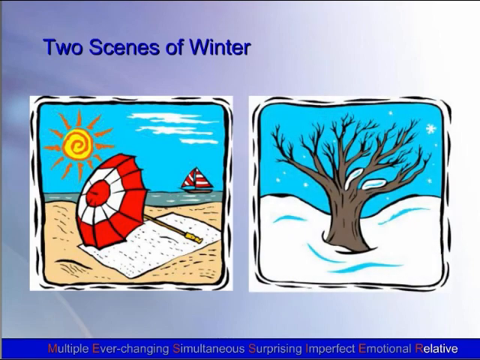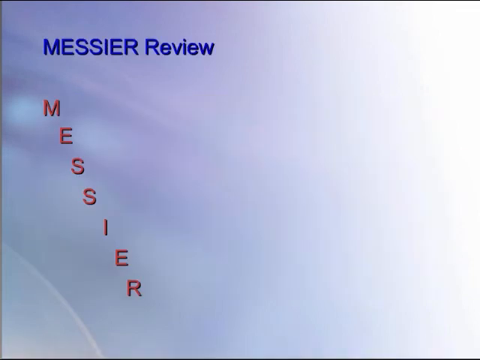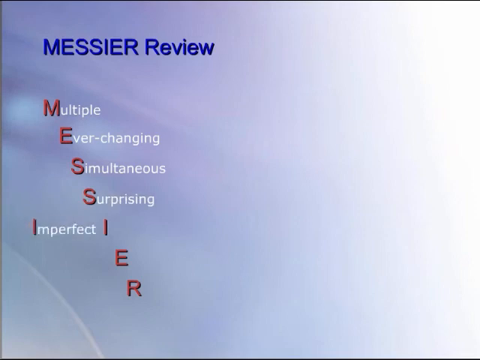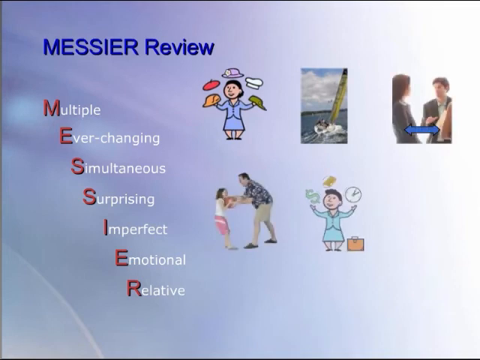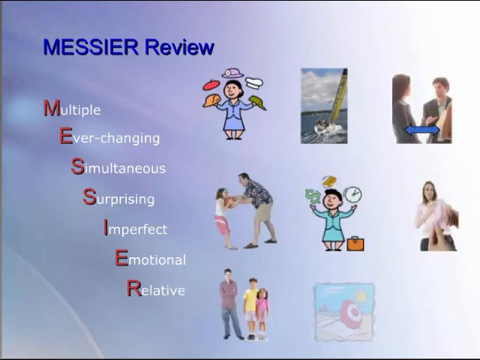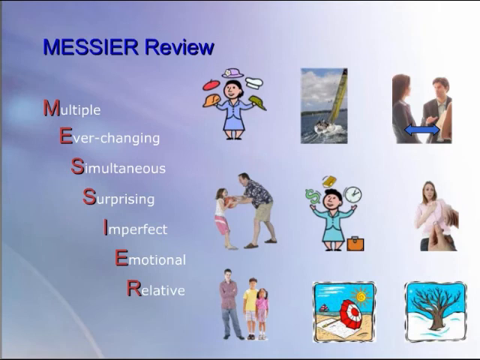So, of course, here's winter in Cancun, and here's winter in Edmonton. But they're both winter. M.E.S.S.I.E.R. is a good acronym if you want to think about it. Multiple, ever-changing, simultaneous, surprising, imperfect, emotional, and relevant. That's the real world. Unfortunately, that's also a good way of thinking about the deficits of people with autism spectrum disorder. But it's not a matter of black and white.